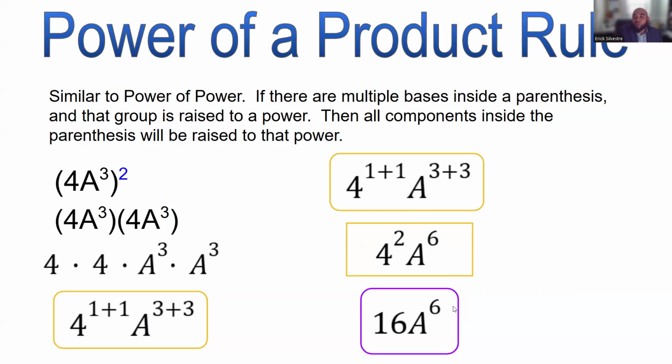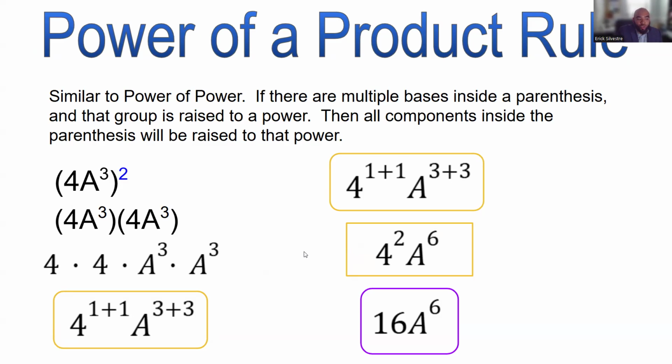However, we want to make sure that we use the power of a power rule. All right, so going back, if I have the 2 on the outside, we know that 4 is a base number, and we know the exponent is a 1. So now I'm going to distribute the 2 to the exponent in the 4, and I'm going to distribute the 2 to the exponent in the a.